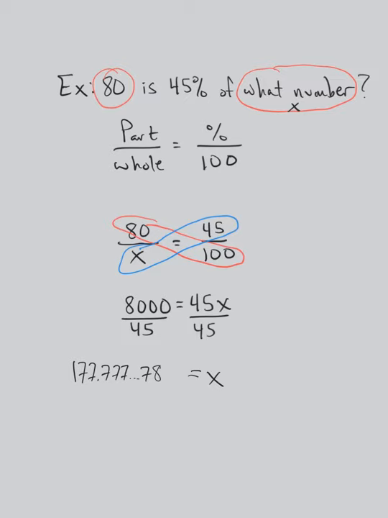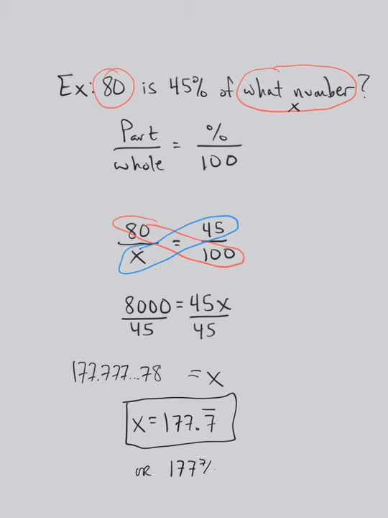All right, and so if we wanted to keep things entirely correct, we could say x is 177.7. And if we want to indicate that that 7 repeats forever, remember from your arithmetic classes, you can put a bar over that 7. And so that is the answer to that problem. You could also answer this in fractional form. You could go through and reduce down that 8,000 over 45.